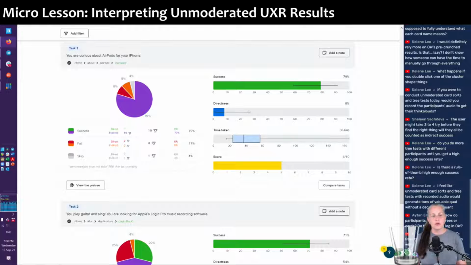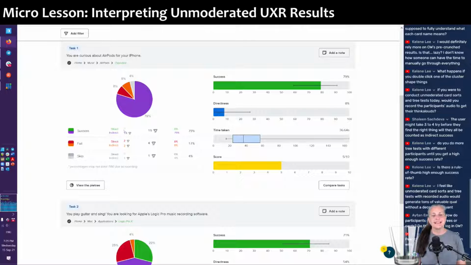So I gave these people 2 tasks. One was: you're curious about AirPods for your iPhone. Now, you might remember from last time that question was specifically written to mess with people. It was part of my workshop lesson about writing bad questions and leading questions. So this is a leading question because it makes people feel like AirPods are going to be found as some sort of sub thing of iPhone when actually they're under music. So what I did here was I purposefully did that to make people go the wrong direction.